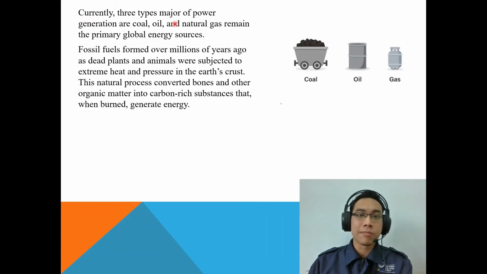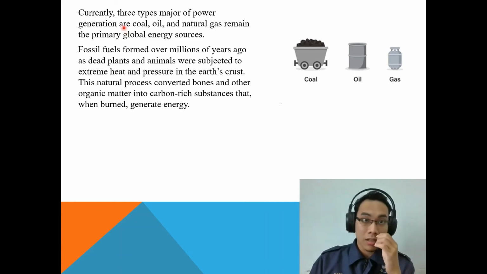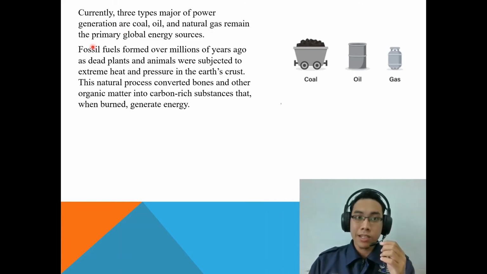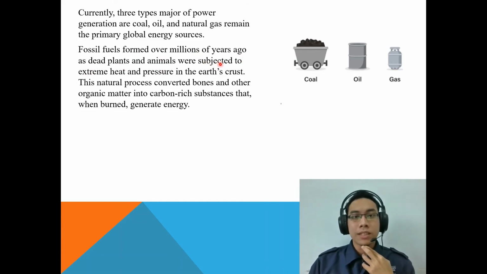Currently, there are three major types of power generation used in Southeast Asia. They also remain the primary global energy source, which is coal, oil, and gas. These three are known as fossil fuels, formed over millions of years ago as dead plants and animals were subjected to extreme heat and pressure in the Earth's crust. This natural process converts organic matter into carbon-rich substances that generate energy when burned.